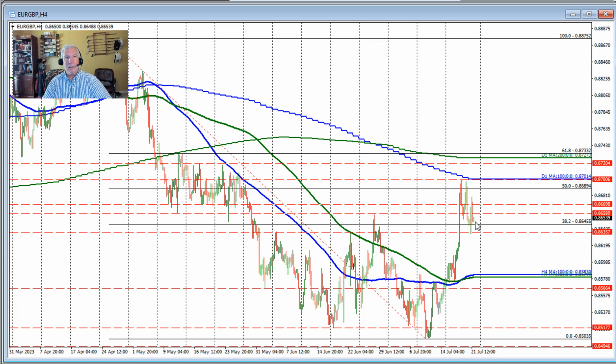On the top side, the upside is open to the 50% retracement and the 100-day moving average. Get above the 87 level and stay above that level, and we'll look for the 200-day moving average up at 87.27. There's a look at a cross-currency pair for you as we head into the weekend, as we head into the new trading week.